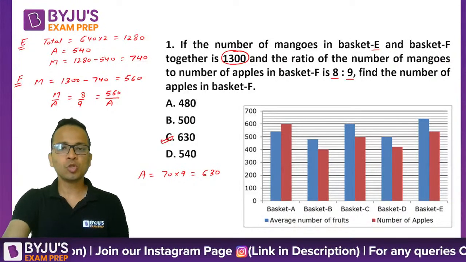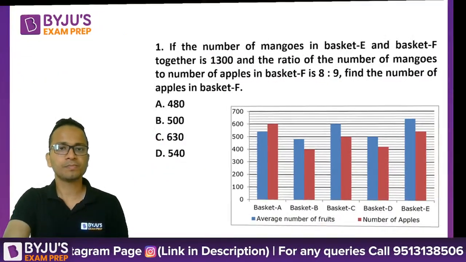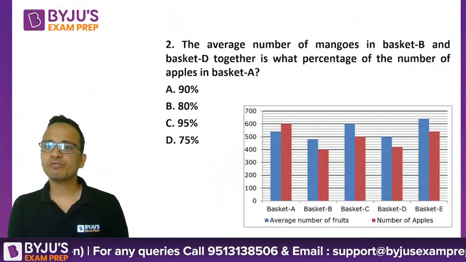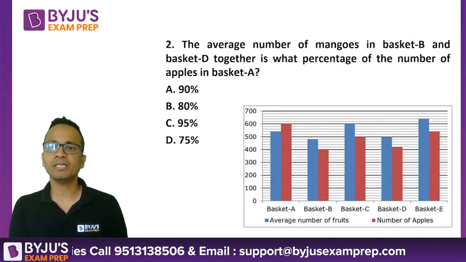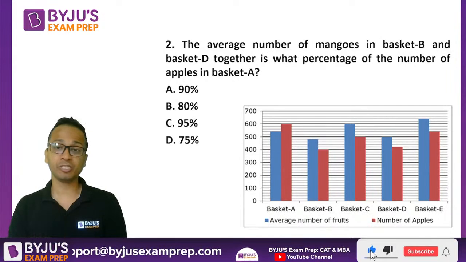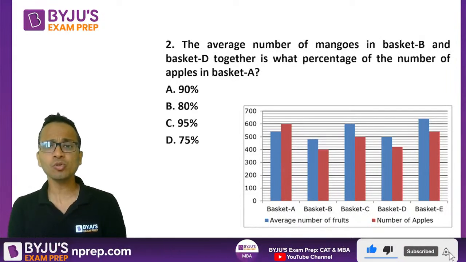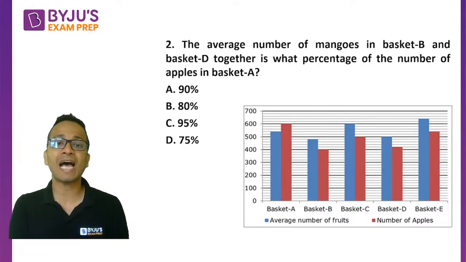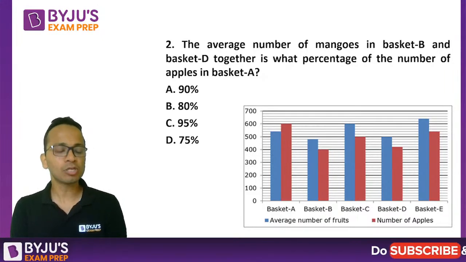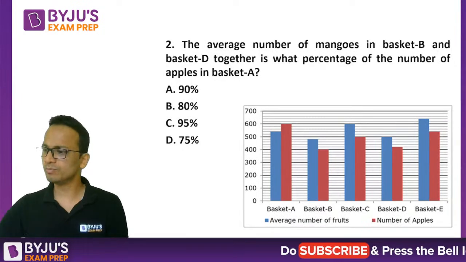All right. Okay. Now let's move towards question number 2. Question number 2 is: the average number of mangoes in basket B and basket D together is what percentage? अब question आ गया है percentage का. Is what percentage of the number of apples in basket A? So, try to use approximation techniques if you want to.